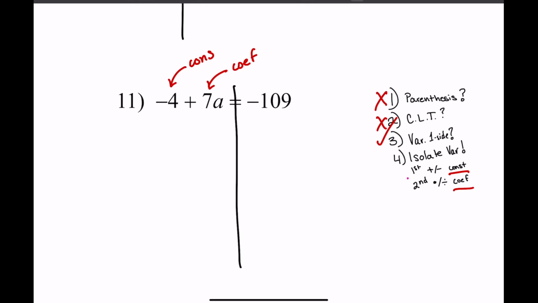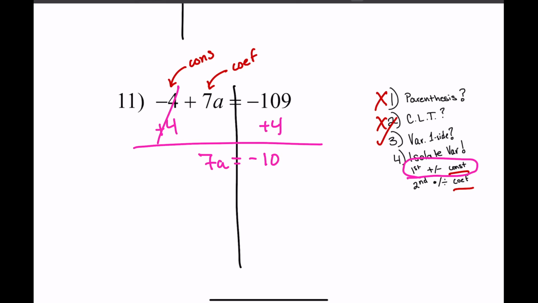So get rid of the constant first. We've got to move that guy, either add or subtract. Well, we see a minus 4, so we are going to add 4. This leaves us with 7a equals negative 105. Negative 109 plus 4 is negative 105. Then it says to multiply or divide to get rid of our coefficient. So we have secret multiplication happening here. So we divide that 7 on both sides to cancel it out, get rid of it. A is finally alone because it doesn't like numbers with it, which gives us negative 15.